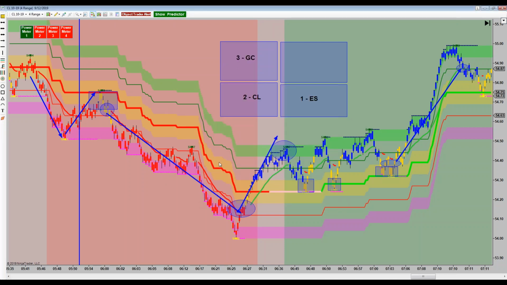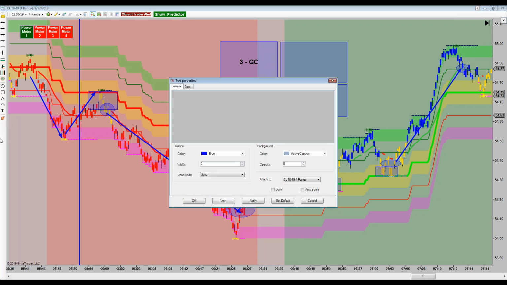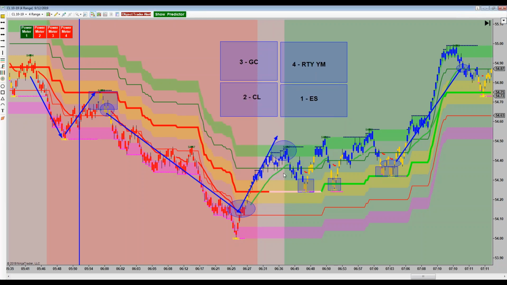On screen 3, up here above 2, is gold. On the full screen, the entire screen is a gold chart. And then over here, this is screen 4, I have RTY and YM, just like that. If you were to look at a picture of what I'm looking at right now, that's what it looks like. So the screen on 4 is split.